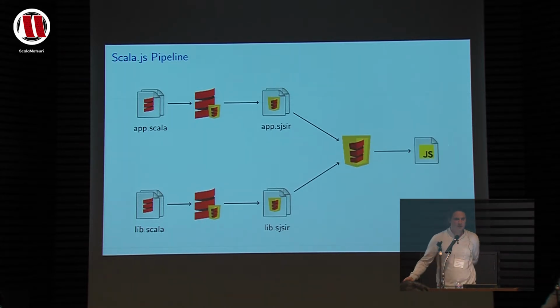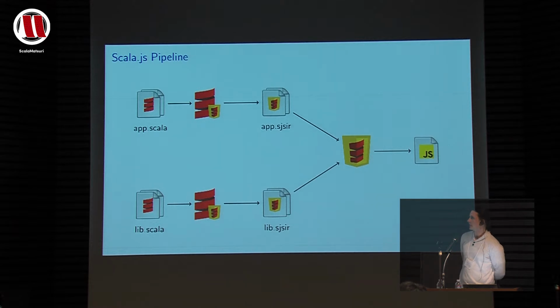In Scala.js, this looks actually very similar. We have our source code to the left. Now we run the Scala compiler, just with the Scala.js compiler plugin enabled. It just produces Scala.js IR. Scala.js IR is an intermediate representation format. It's very similar to class files. It's just what we use internally because it fits our needs better.